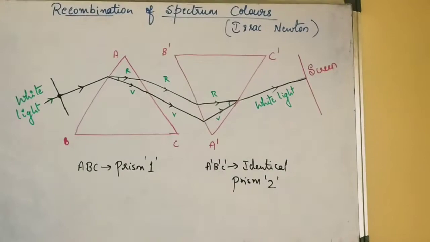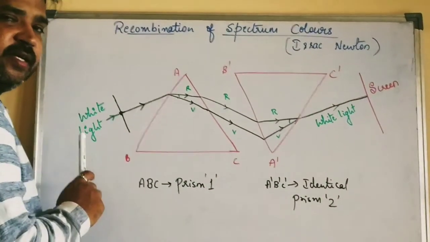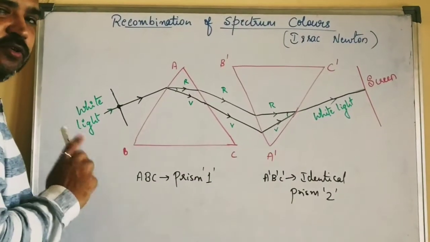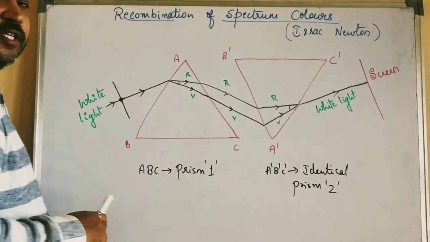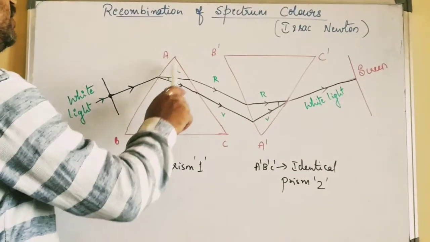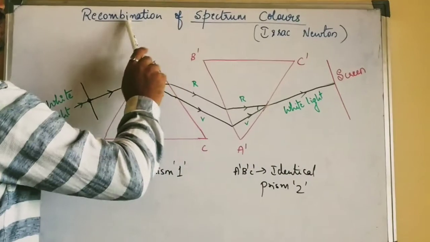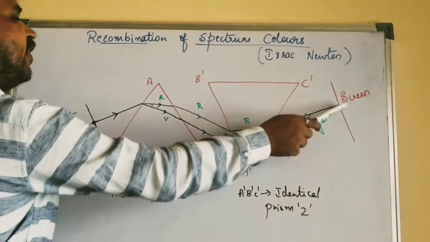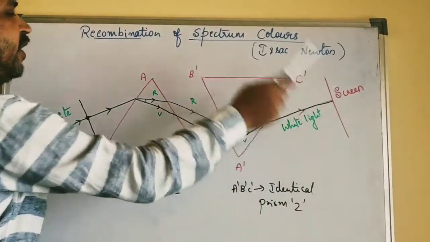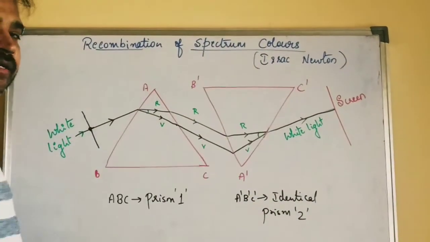So which means that Isaac Newton confirmed that just like sunlight, white light also, upon dispersion, splits up into its constituent colors, and they can recombine, so through the recombination we can get back the same white light on the screen. So this was the experiment done by Isaac Newton.